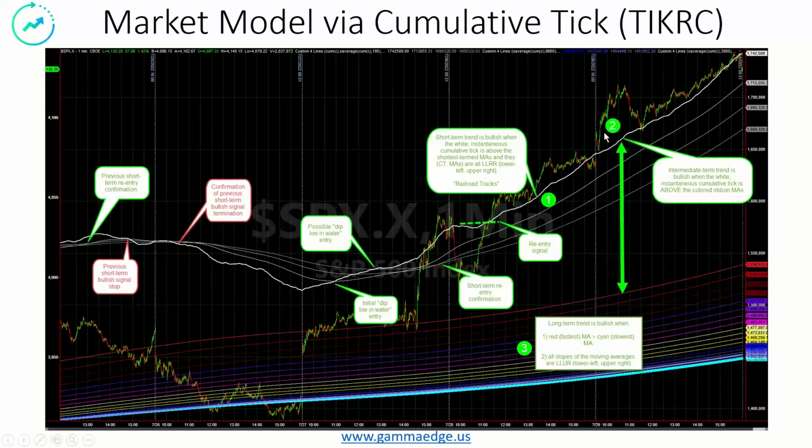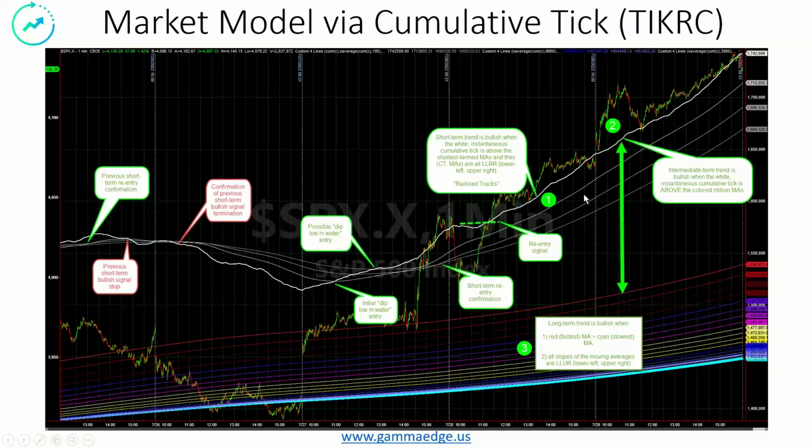So with 1 and 2 now behind us, we move into the longest term part of the model, which is when we try to identify when a bullish trend is occurring. We're in one right now. You can see that this is literally yesterday's transactions. And the long-term trend is bullish when this red line, which we call the shortest term moving average, is above the cyan line. And this is in the ribbon here. What we'd like to see is that the slopes are all pointing lower left to upper right. So when we see that LLUR type of behavior, that lower left, upper right behavior, we have confidence that we're in a bull trend.